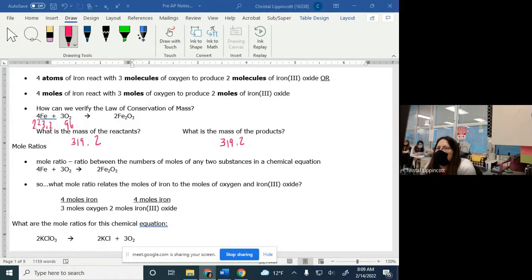Okay, questions on those? 319.2 what? Grams per mole. Grams per mole. Thanks, Lippy. Makes sense now.